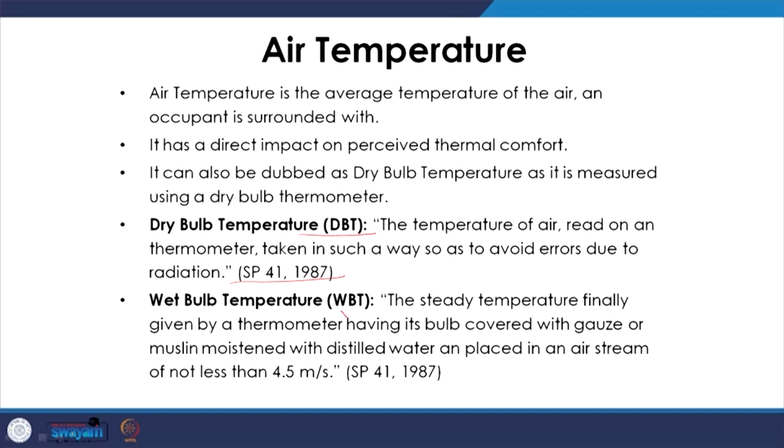The other is WBT, which is wet bulb temperature, which takes into account the impact of humidity in the air. So, dry bulb temperature does not take into account the humidity, while wet bulb temperature takes into account the humidity which is present in the air. Now, what does the humidity do? Humidity helps us release some heat from our body, evaporate, take away some heat and makes us feel comfortable. So, wet bulb temperature takes into account that.